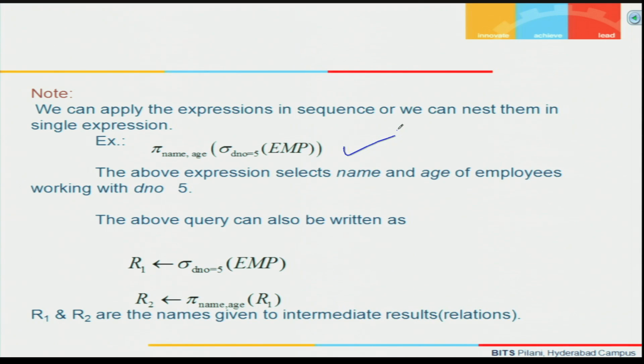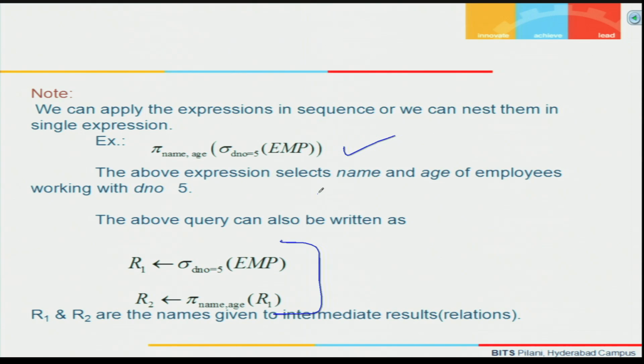First, I should find all the employee tuples where the value under the column DNO is equal to 5. That gives me the information of those working with department number 5. And then I need to project only on two columns, name and age. I can write this complex query in one shot using a single nested algebraic expression, or I can separate them like what I have given at the bottom.